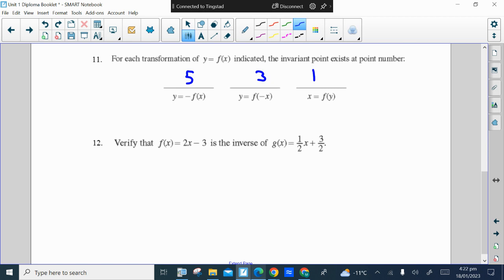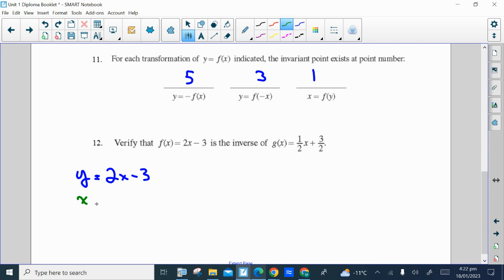Number 12, verify that f at x is the inverse of g at x. So basically you are getting the equation of the inverse. So remember to do this. We start with the original equation, only we put y equals instead of f at x equals. Our first step for finding the inverse then is to change x and y around.